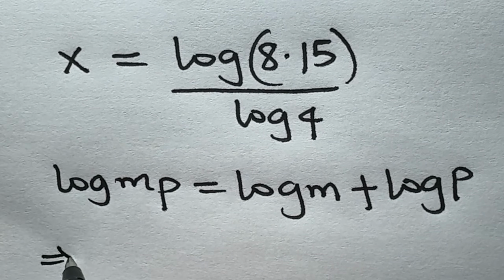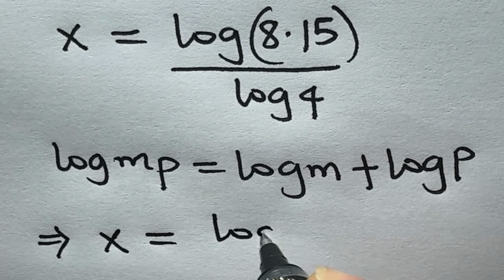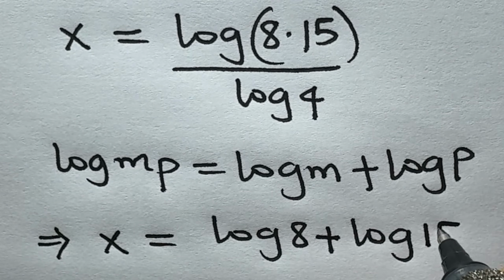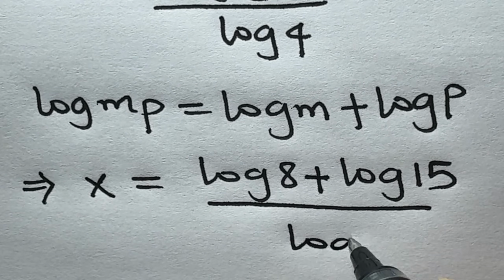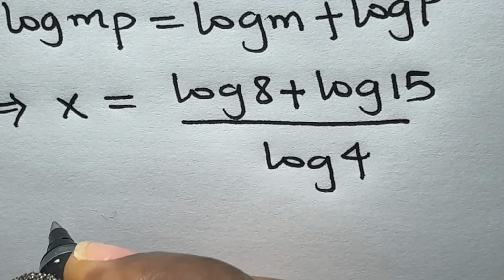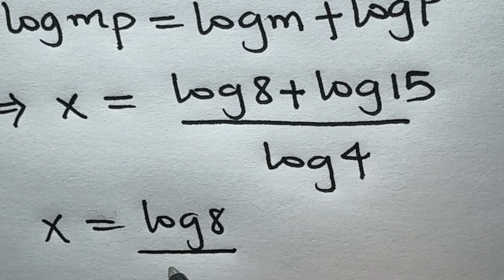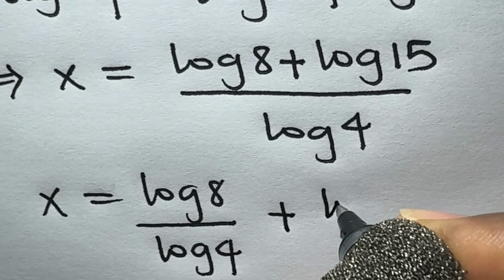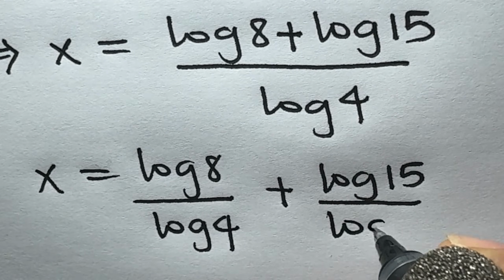This implies that x is now equal to log 8 plus log 15, then divided by log 4. And we can separate this division to give us x is equal to log 8 divided by log 4, then plus log 15 divided by log 4.